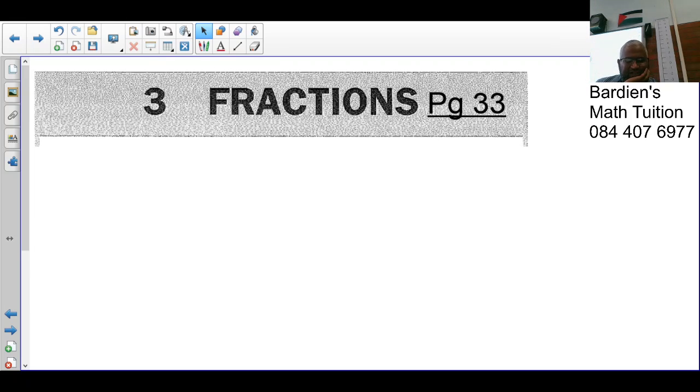So there on page 33, you can read through that page. It gives you the definitions of fractions, mixed numbers, improper fractions, and it gives you some images there. You can read through those, okay?